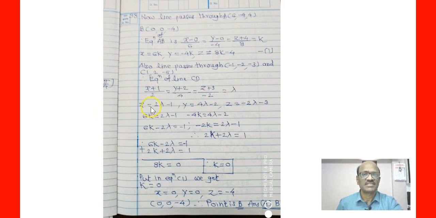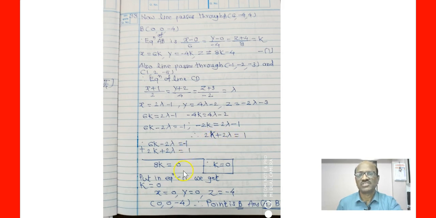Again, find out the value of x. Then you will get (x plus 1) upon 2 equals lambda. Therefore, x equals 2 lambda minus 1, y equals 4 lambda minus 2, and z equals minus 2 lambda minus 3. Now, comparing the x coordinate: here x equals 6k, and here x equals 2 lambda minus 1. Then you get the equations in terms of lambda and k. That is, minus 6k minus 2 lambda equals minus 1, and the other is 2k plus 2 lambda equals 1.